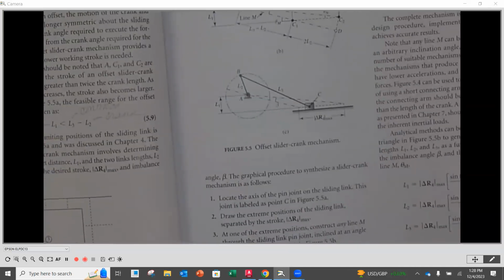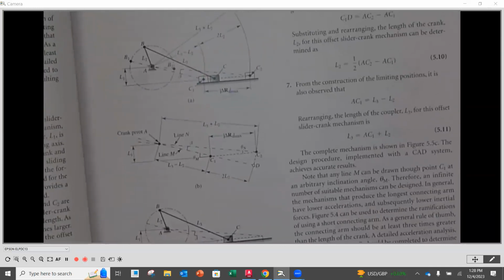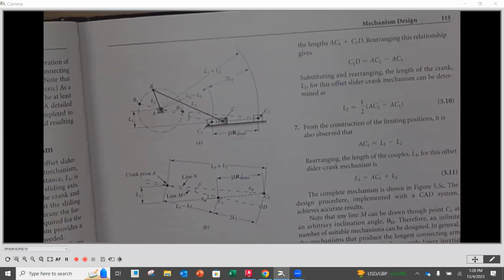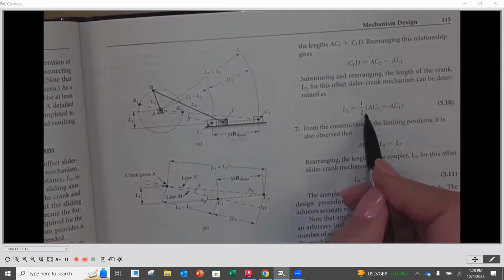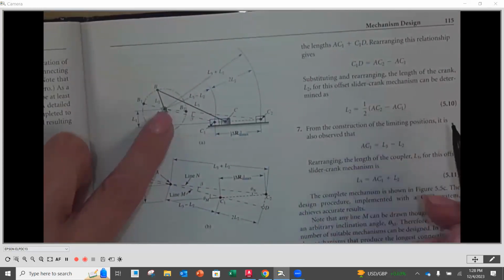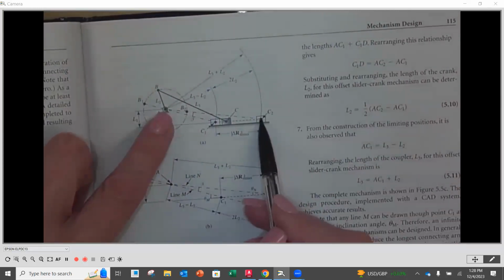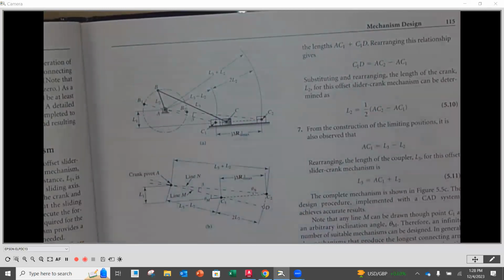Now, if we look at equations for L2 and L3, this is where, up on the top of page 115, here's our equation for L2, and these are referencing A as the center of rotation of our crank. The C1s and the C2s are the distances either to the outermost extreme position or the innermost extreme position, okay? So what it means is you have to first pick something to be your offset distance, okay?